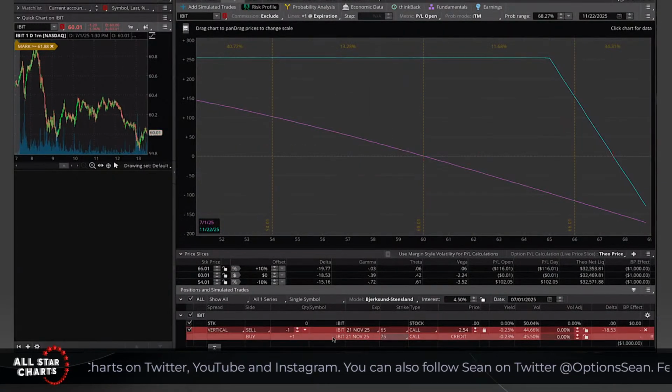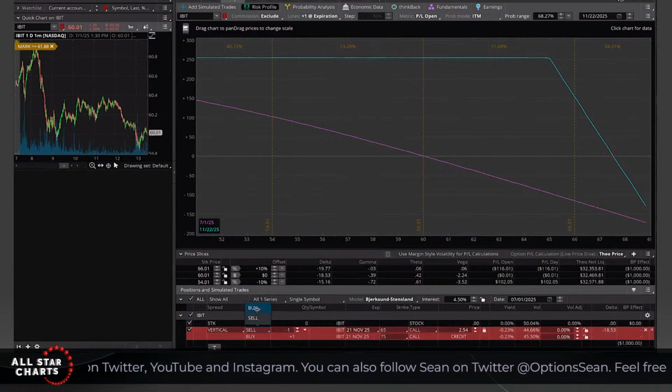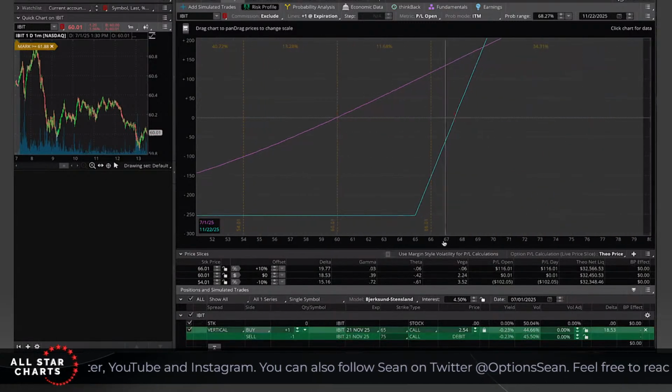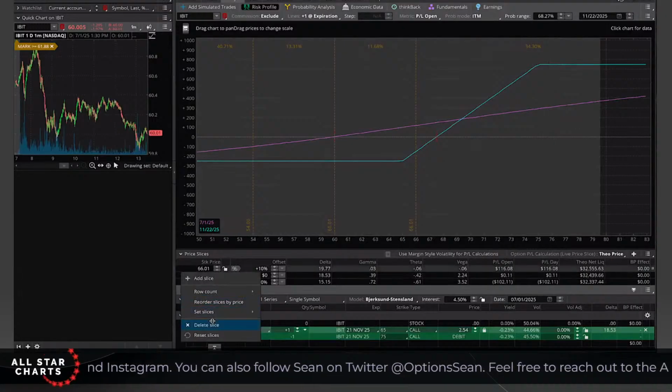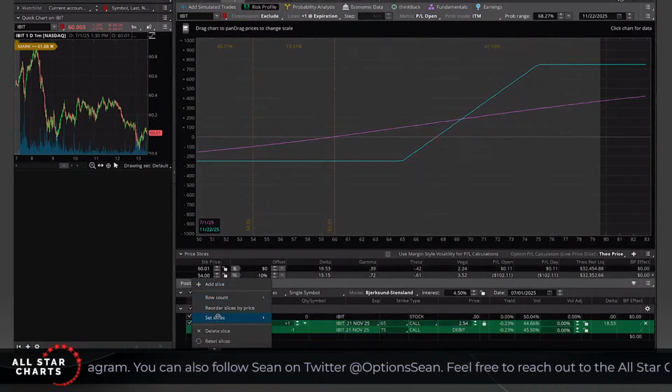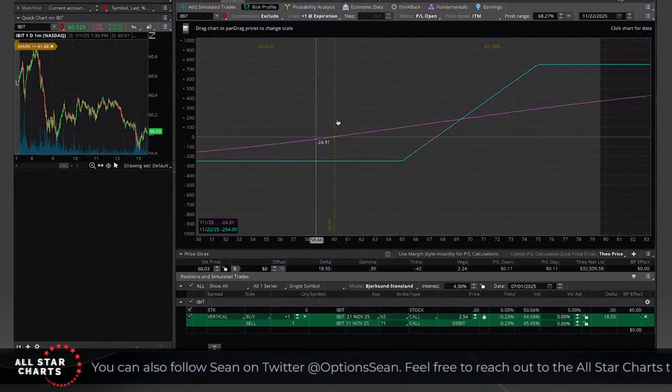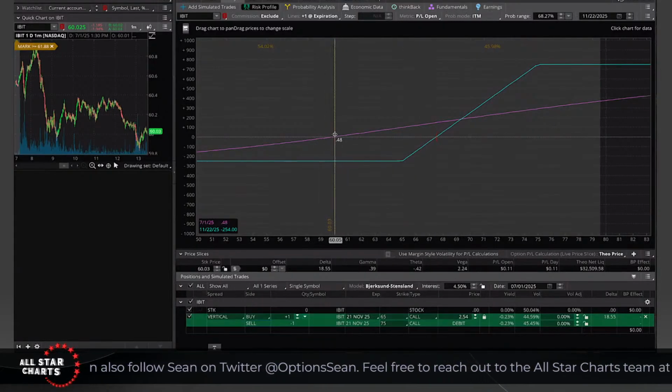Oh, did I sell? I meant to buy. Excuse me. Buy. There we go. That looks better. Let's zoom out a little bit, and I'll clean up this chart a little bit. Okay, so here we are right now with IBIT trading around 60.